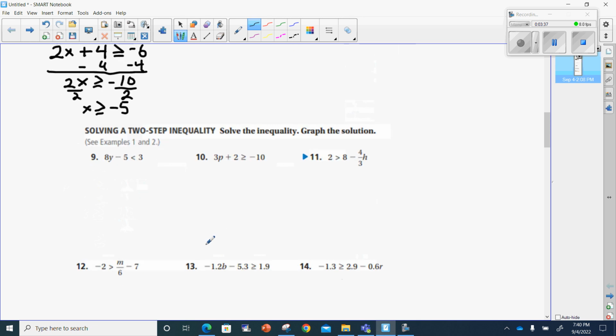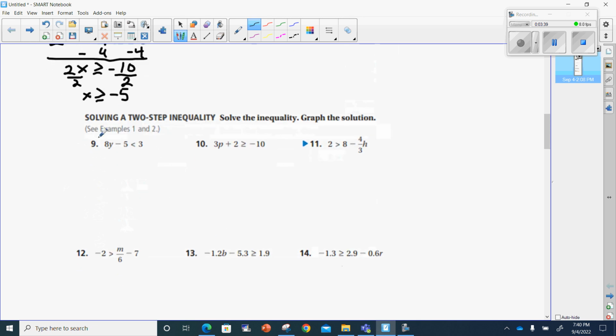Number 9's next. Solve 2-step inequalities. I'm going to start going through these pretty quick, try to keep up. I know that I have to do PEMDAS backwards, since this is multiplication, this is subtraction. Subtraction will come first. That means I'm going to do the opposite, which is adding 5. Then I have to add 5 to this side. Well, 3 plus 5 is 8. And now I have 8 is bigger than 8y.